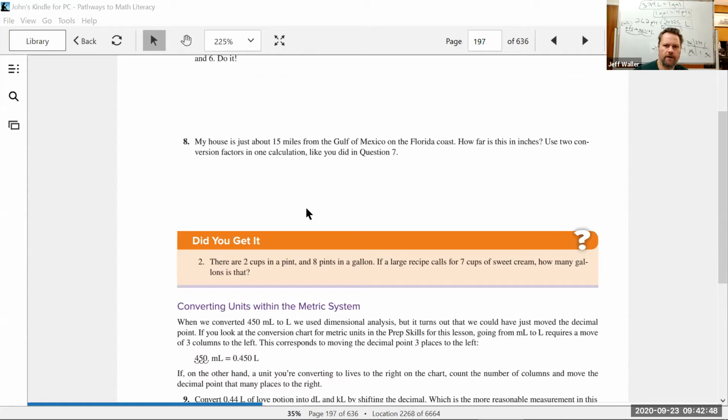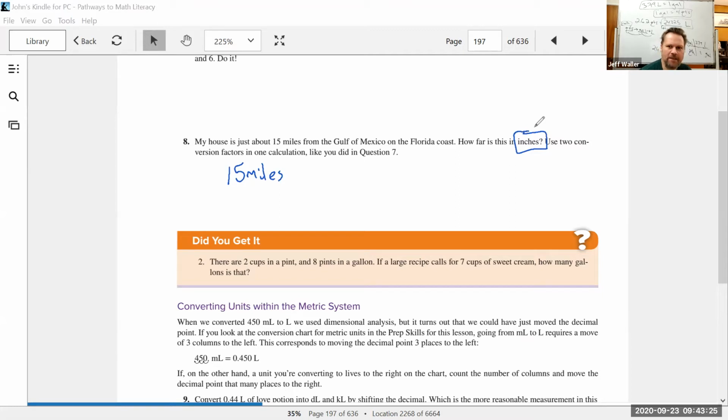Oh, yeah. All right. So look at number 8. I love number 8. Number 8 is just so beautifully gross. I'm just saying it's ridiculous. So my house is 15 miles from the Gulf of Mexico on the Florida coast, right? So I got 15 miles. And I want to go from miles to what? I want to go from miles to frickin' inches. Why? Because, too bad.